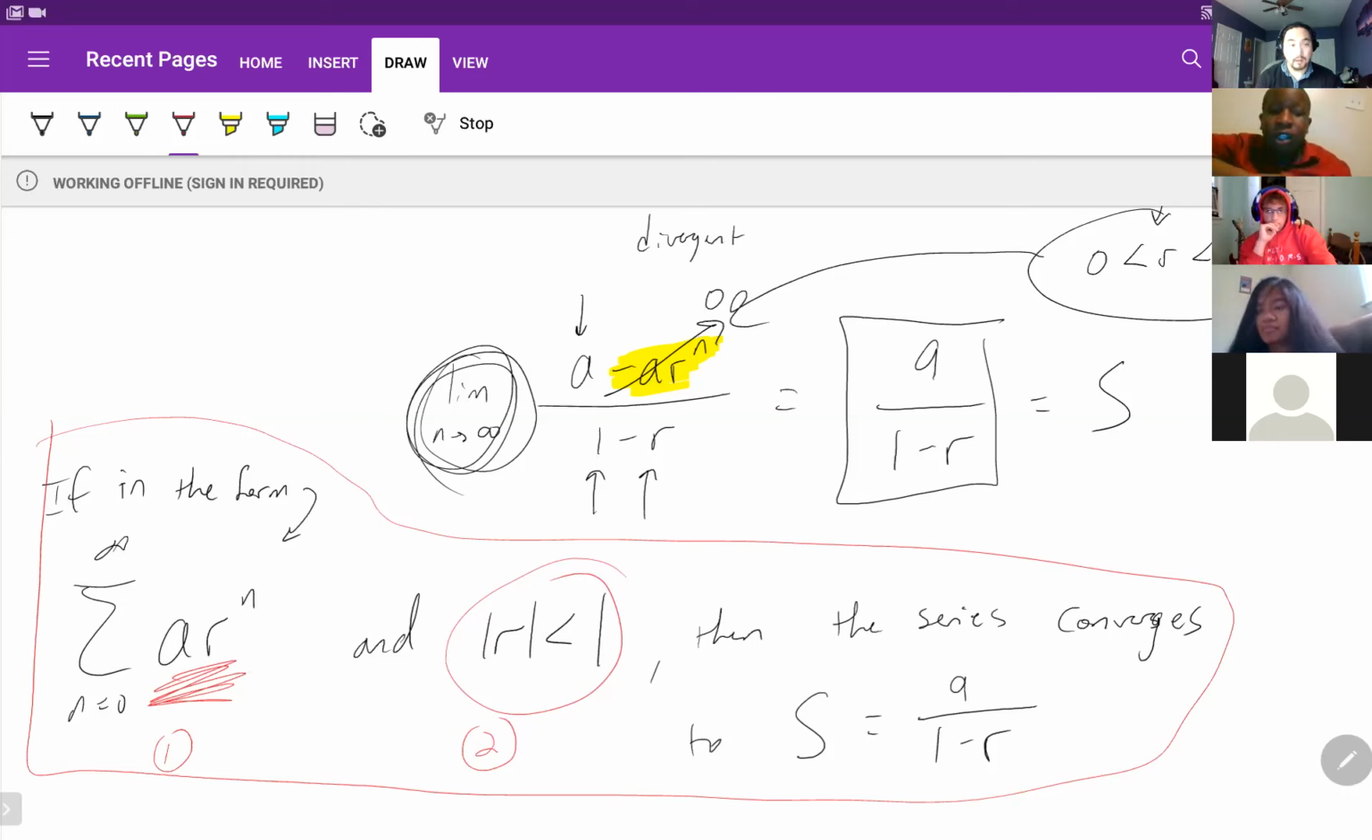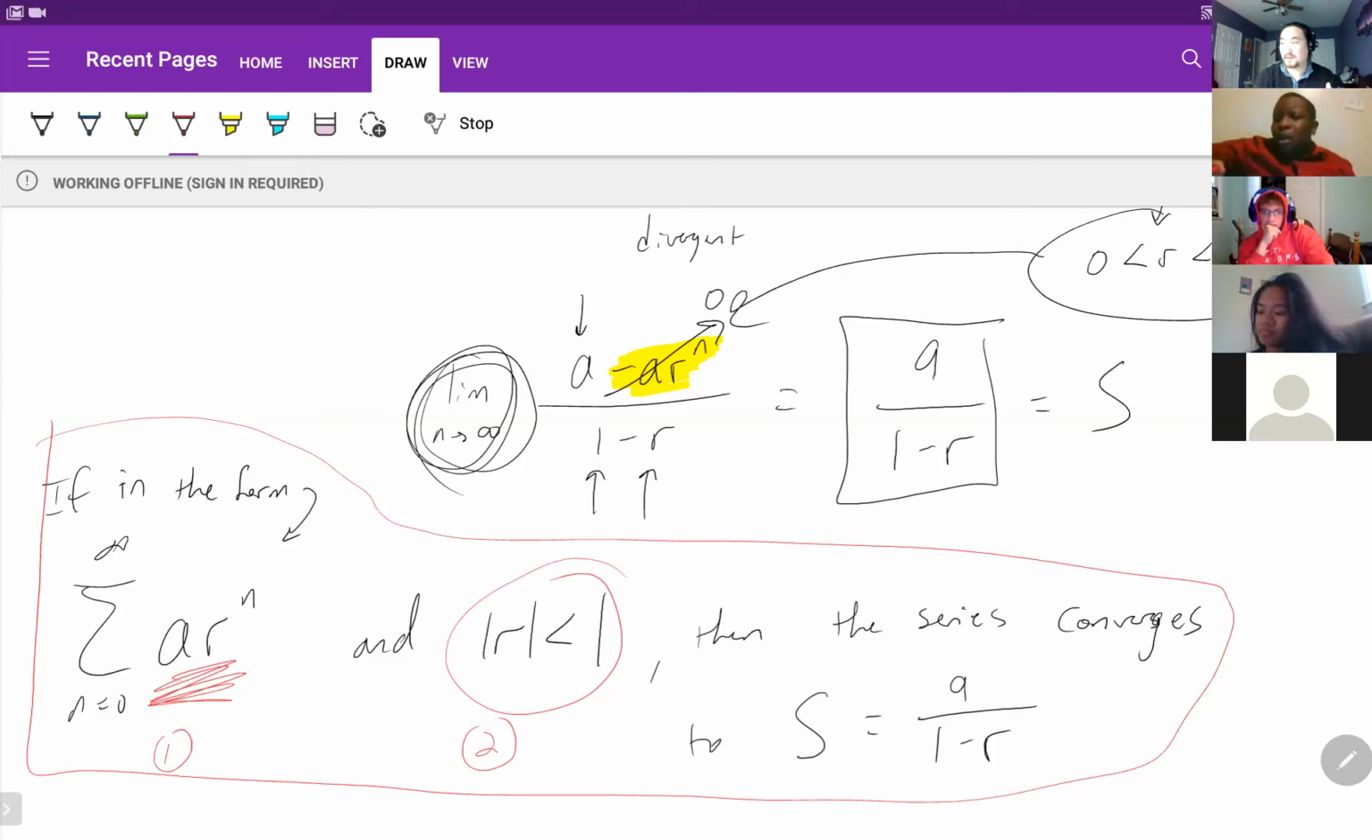So a geometric series will always be in that format right there: a times r to the n. There's always going to be something in parentheses raised to the n power with a constant in front. Or there's always going to be a way for you to rewrite it.